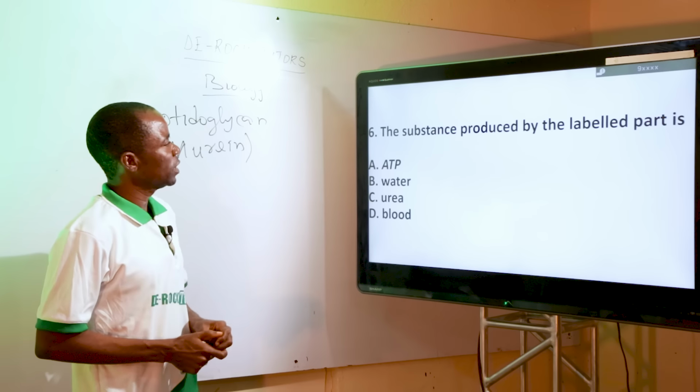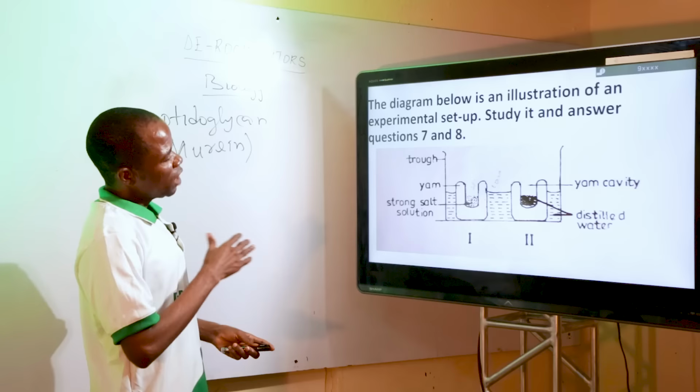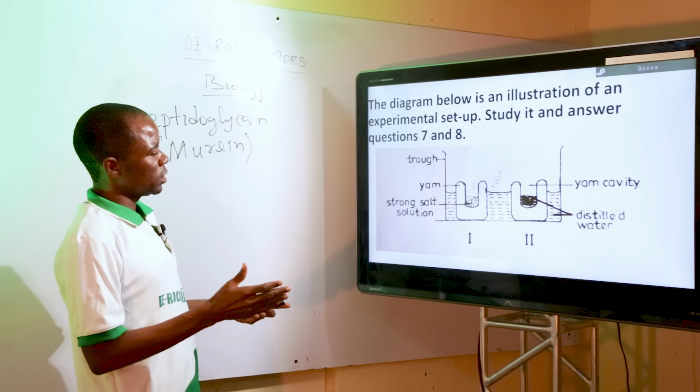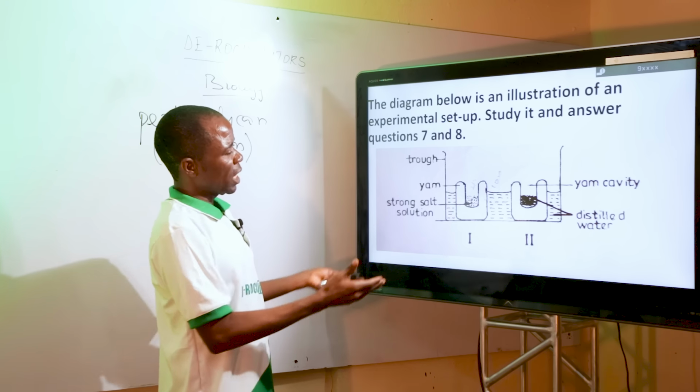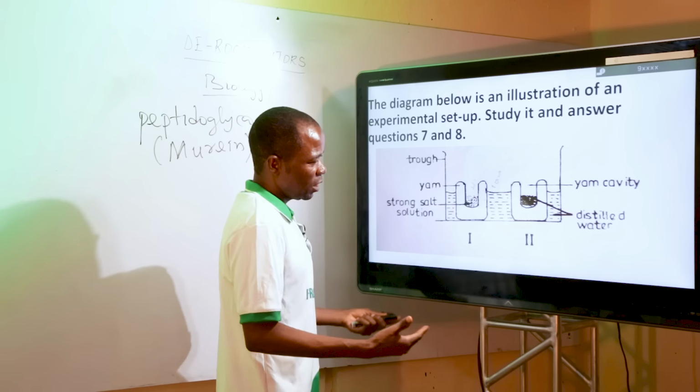Let's look at number 7. The diagram below is an illustration of an experimental setup. We are to study it and use the diagram to answer questions 7 and 8. Even before we go to number 7 and 8, merely looking at this, we can see that this is an experiment to demonstrate osmosis in a living plant tissue.